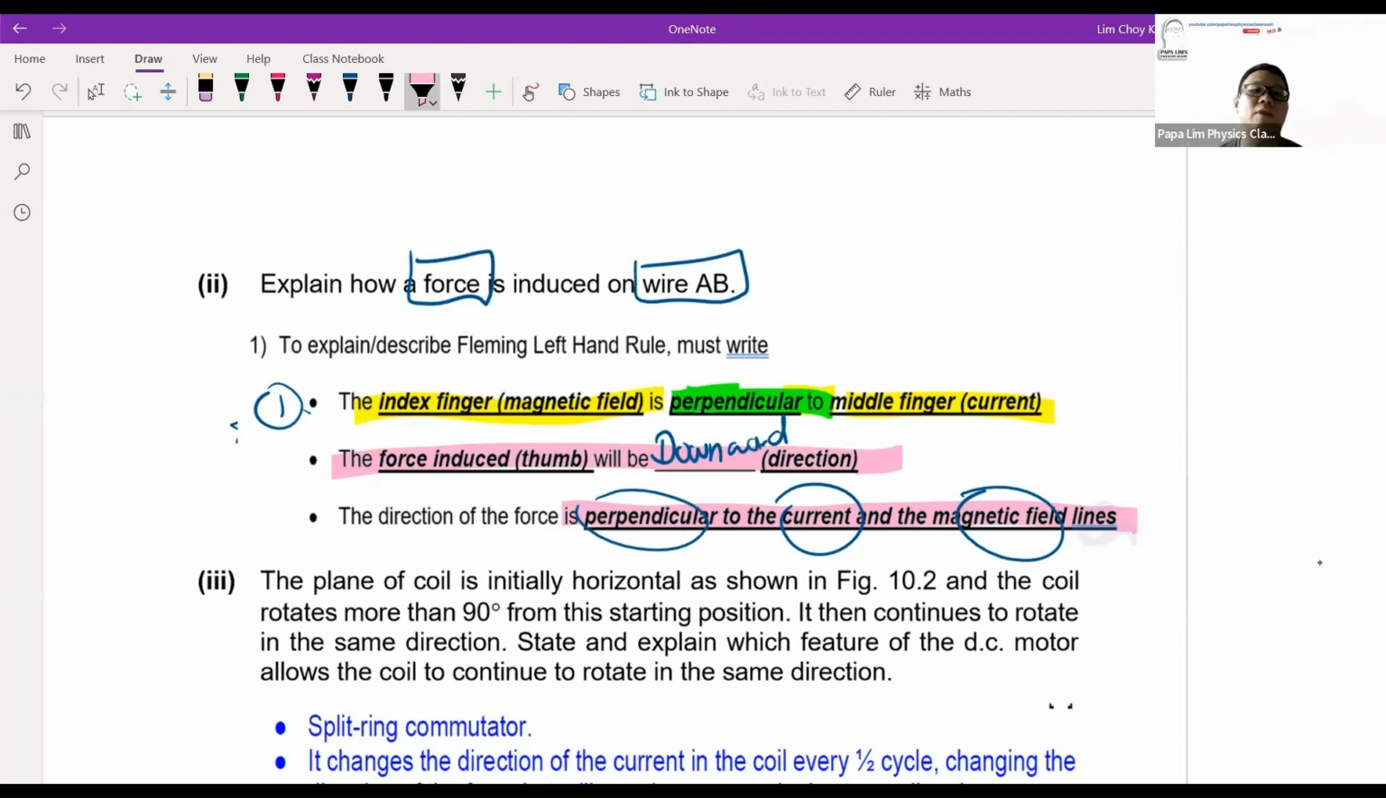If you look at Fleming left-hand rule, I repeat again, there are actually two ways of looking at it. Whichever way you are comfortable with and confident with, feel free to use any one of them.